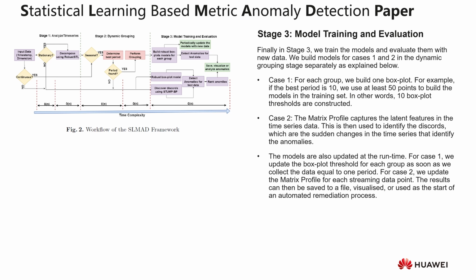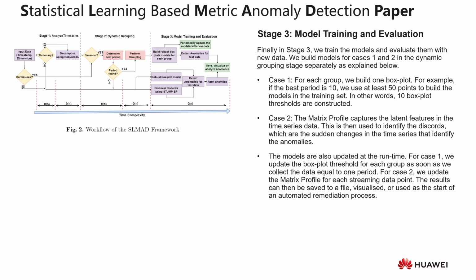In case 2, for the matrix profile, we capture the latent features in the time series data, and this is used to identify the discords, which are the sudden changes in the time series that identify the anomalies. The models are updated at runtime. For case 1, we update the box plot threshold for each group as soon as we collect data equal to 1 period. And for case 2, we update the matrix profile for each streaming data point.